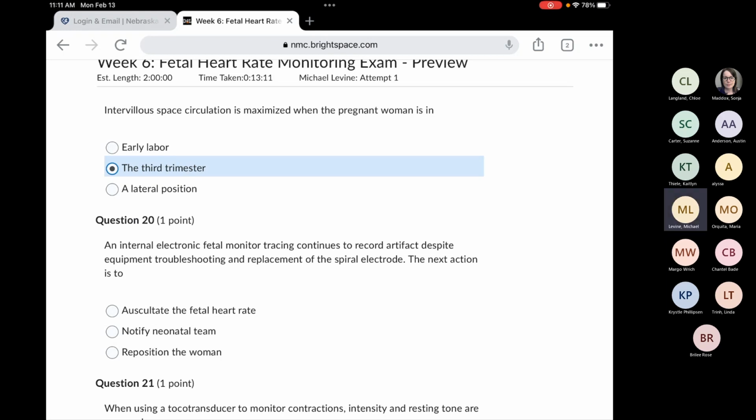Well, the logic is, if we're having technical problems with the tracing and we've done all we can do with the equipment, the next step would be to confirm that the fetal heart rate is not showing signs of arrhythmias, either bradyarrhythmia, tachyarrhythmia, or some abnormality. And the way to do that is auscultation. Usually you've repositioned the patient a number of times during the troubleshooting and replacement of spiral electrodes, etc. So the best answer again is A, auscultate the fetal heart rate.